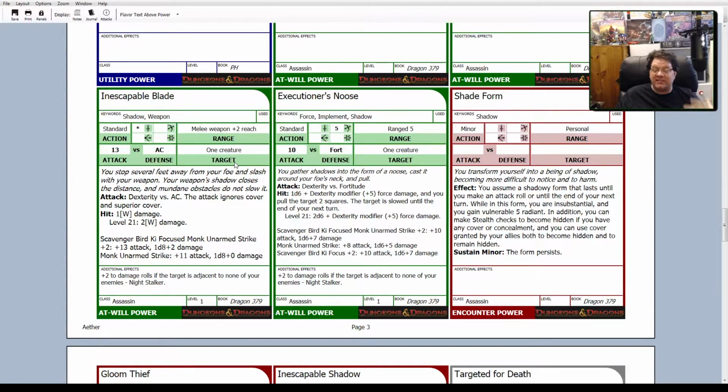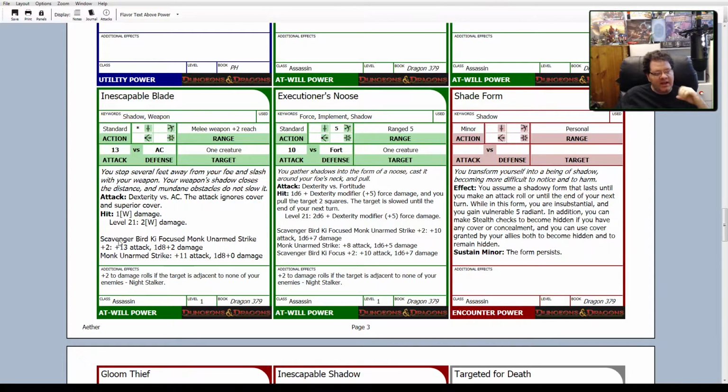Then you get 2 at-will powers when you start the class at first level. These are basically your standard attacks. The 2 that I chose were Inescapable Blade and Executioner's Noose. Inescapable Blade effectively let me hit up to 2 squares further than I normally could. Normally with a melee weapon, you have to be right next to it. This... I could be up to 2 squares away and still make the attack roll.